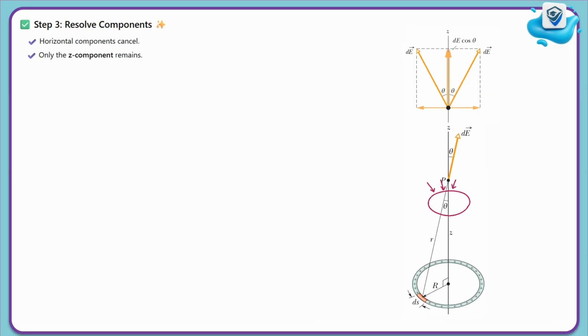Using the geometry of the triangle, cosine theta equals z divided by R. Therefore, dEz equals dE times cosine theta, which becomes k lambda z divided by the quantity z squared plus r squared raised to the power 3/2 times ds.